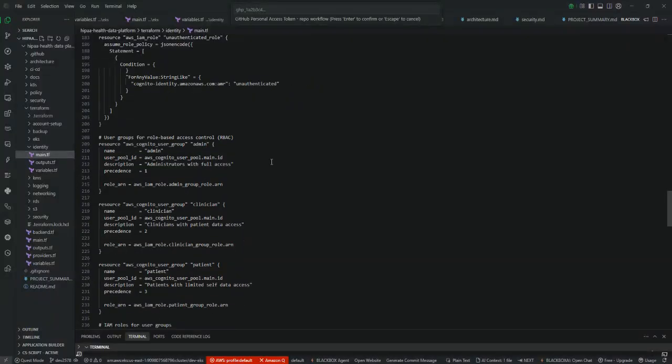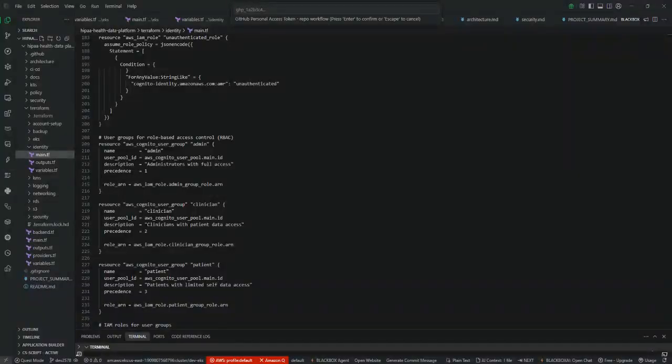Yeah, the continuation. So I implemented the data storage and management. I implemented the Amazon RDS Postgres with Multi-AZ and KMS encryption. I also implemented the Amazon S3 with object lock for immutable PHI storage. I implemented the server-side encryption using AWS KMS and customer managed keys. And also I implemented cross-region replication for disaster recovery.